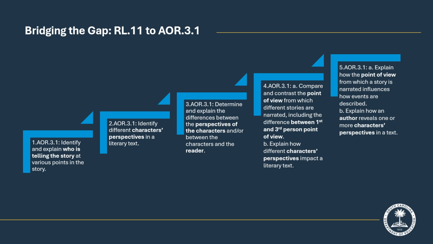In 3rd grade, students are examining and explaining the differences in perspectives between characters and between the characters and the reader. Again, the narrator may be a character in the story. While the indicator does not name point of view, it may be part of 3rd grade instruction, especially when discussing the narrator. Remember, instruction can go beyond the grade level indicator.